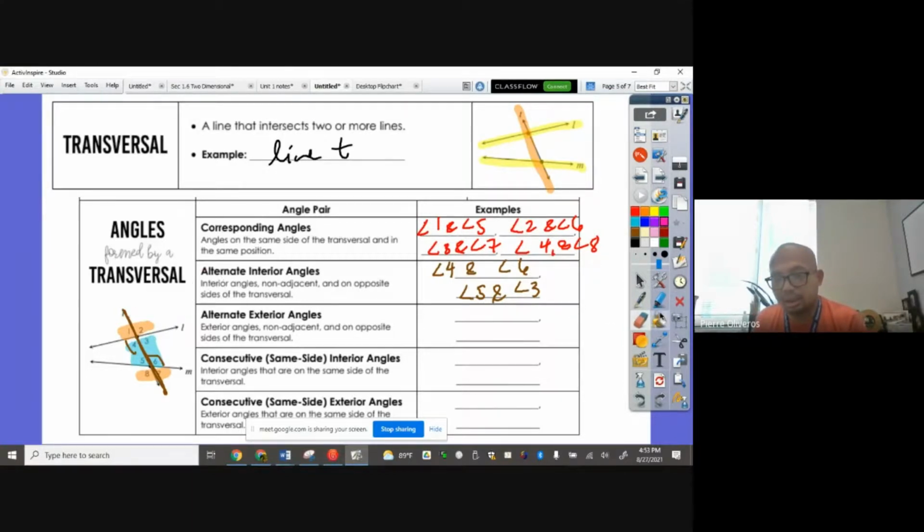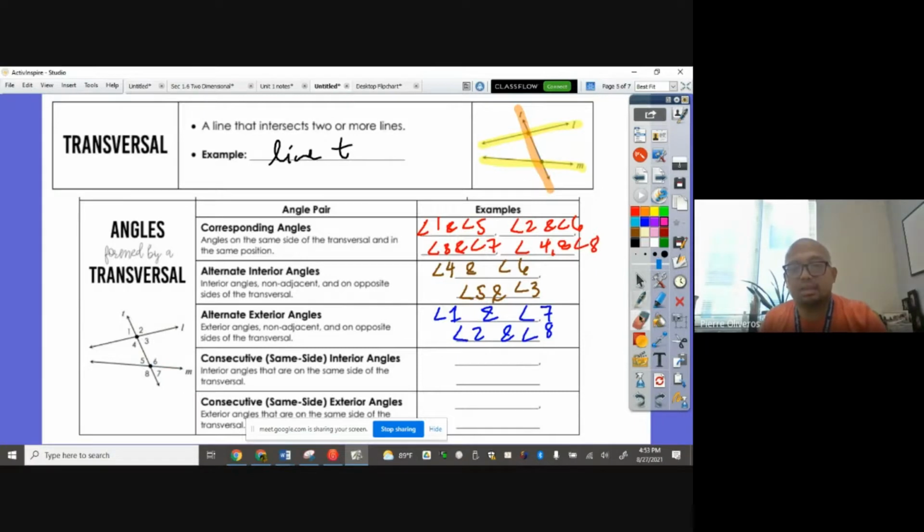Now, for exterior, we look at it the same way: one angle on one side of the transversal, the other one on the other side of the transversal, but they have to be exterior. That's the definition for the alternate exterior angles, wherein these are non-adjacent and at the same time on opposite sides of the transversal. So for this case, angle 1 and angle 7. And then the next one is angle 2 and angle 8. Those are the alternate exterior angles of this figure.